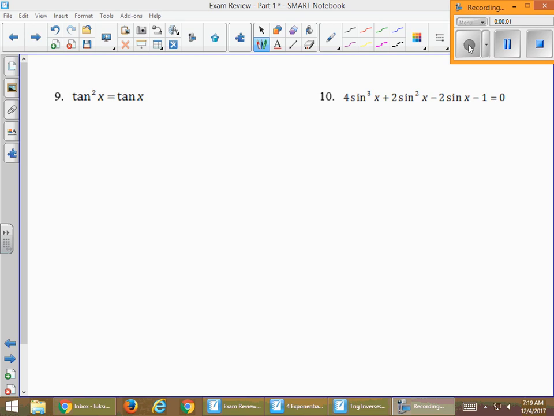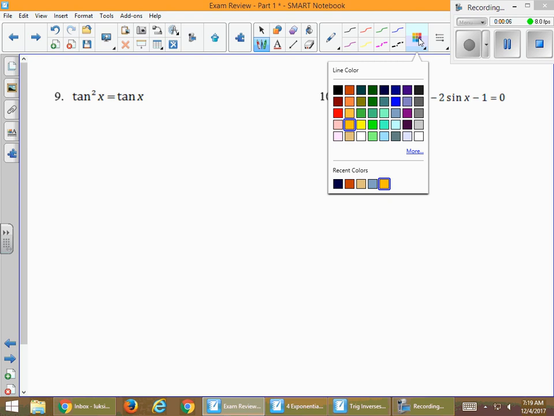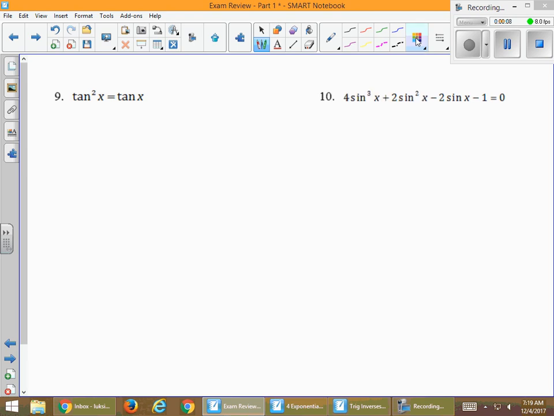Couple more trig equations. This first one is dangerous. It's very easy to think divide on this problem because tangent squared and tangent are set equal to each other. Just remember that you will lose the solution if you divide both sides by a variable. And since there's an x with that tangent, it is a variable.